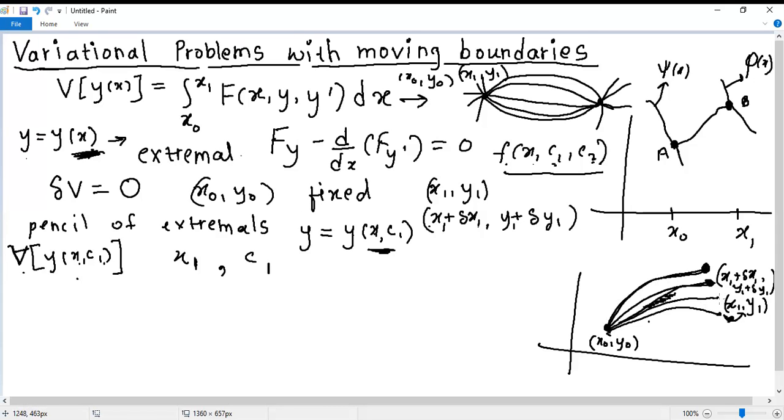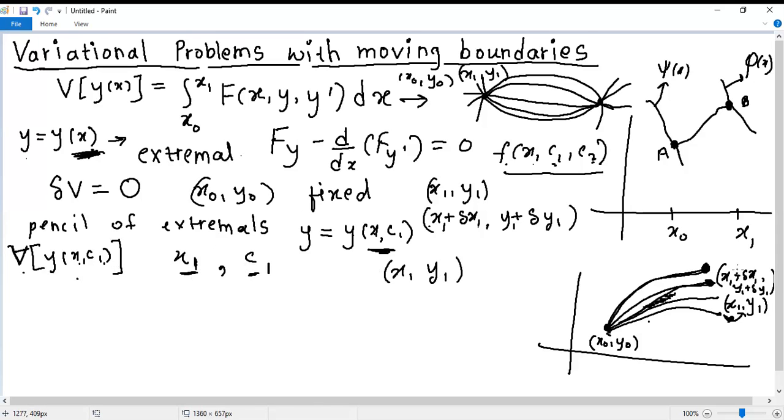Therefore what is said here is, if the curves of this pencil in the neighborhood of the extremal under consideration do not intersect, then this v(y(x, c1)) can be taken as a function of x1 and y1. Okay, I think I said x1 and c1.